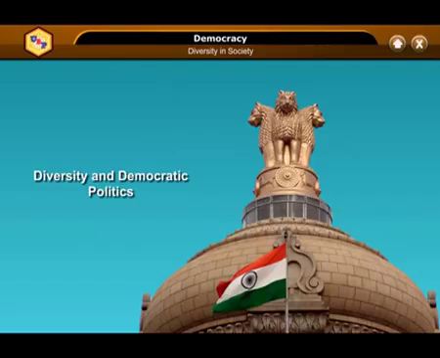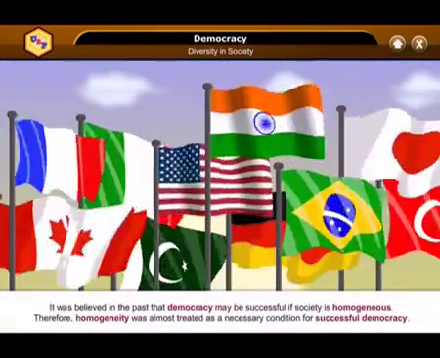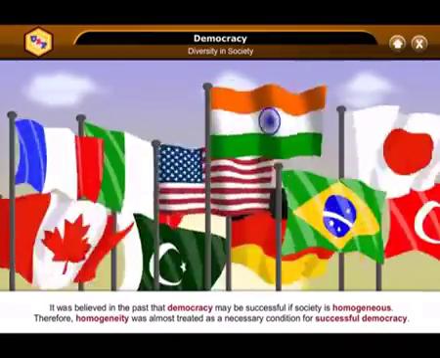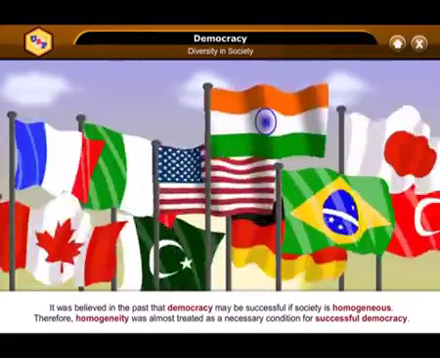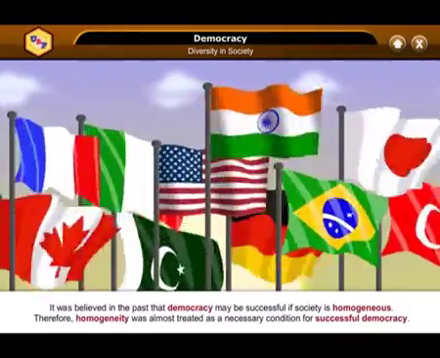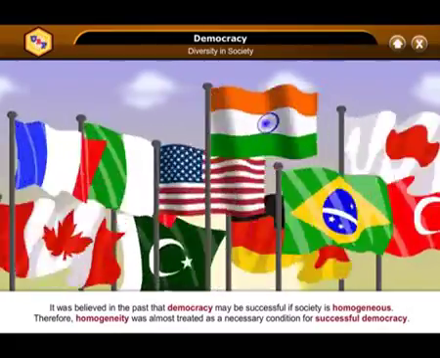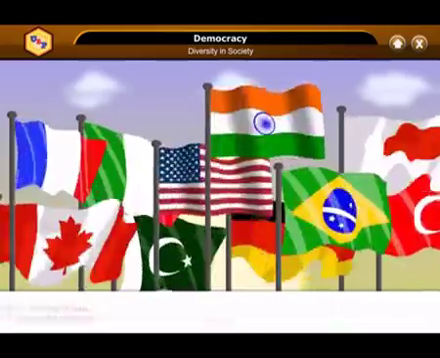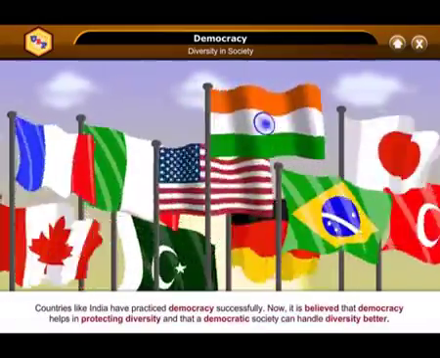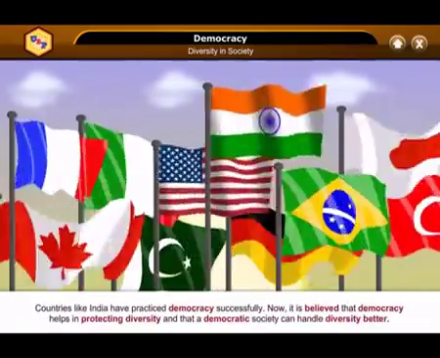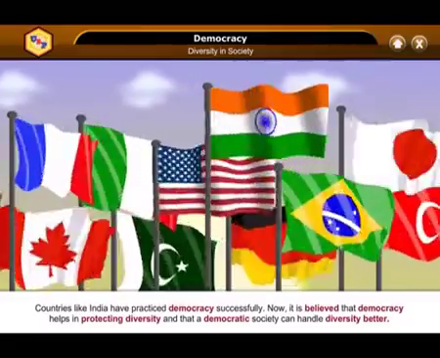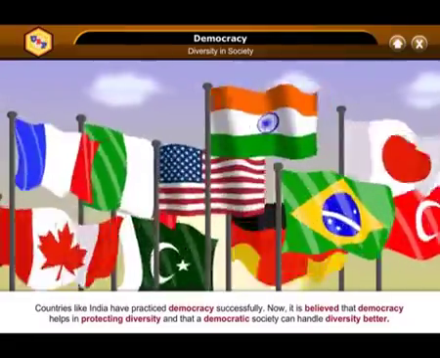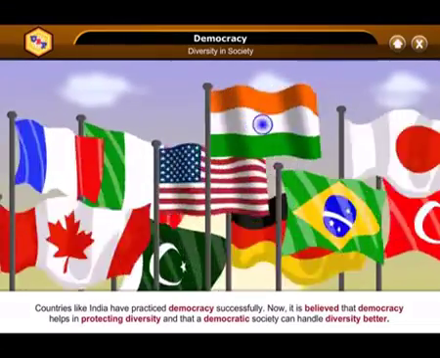Diversity and democratic politics. It was believed in the past that democracy may be successful if society is homogeneous. Therefore, homogeneity was almost treated as a necessary condition for successful democracy. Countries like India have practiced democracy successfully. Now, it is believed that democracy helps in protecting diversity and that a democratic society can handle diversity better.